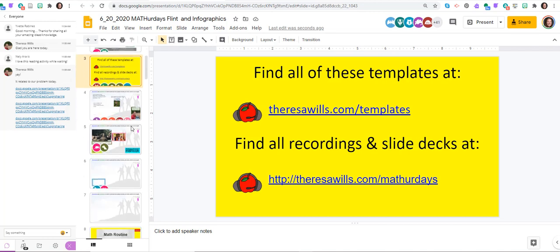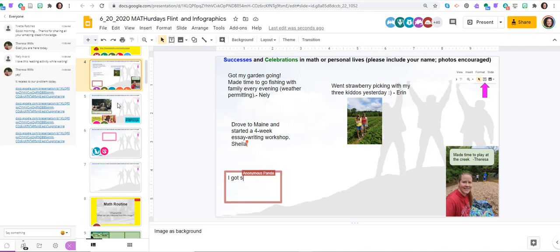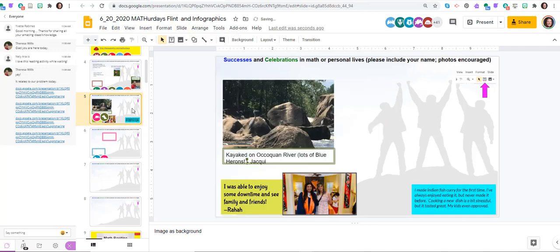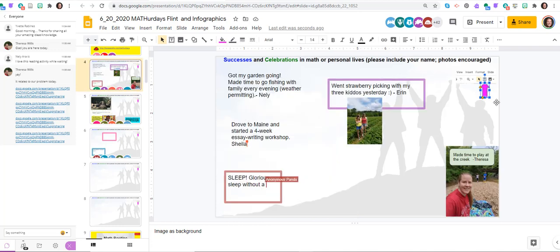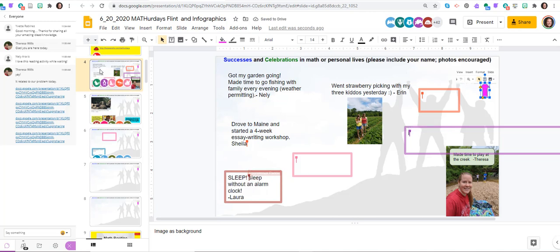All right, let's go ahead and jump right in with successes and celebrations. I have several slides beginning on slide 4, then 5, 6, 7. I'll even add an extra one because it looks like we're getting lots of images now, which is lovely. Find a space and insert a text box and tell us what is it that you're celebrating, what successes are going on in your life. The text box can be found at the top toolbar. It looks like a little T with a box around it. And you can place it anywhere on these slides.